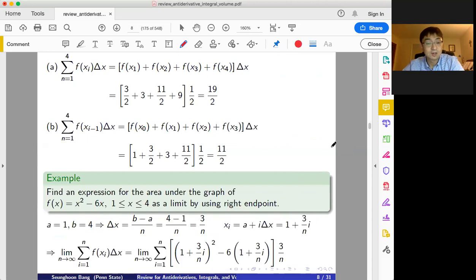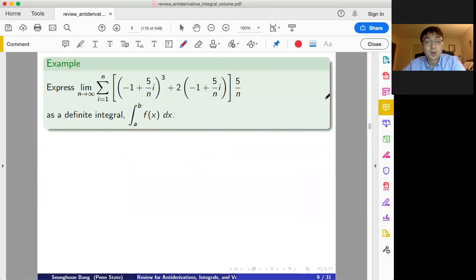So this is the final answer. The next one, we are going backward. The limit form is given. You can change it to the definite integral. That's right. So this definite integral is exactly the same as this.